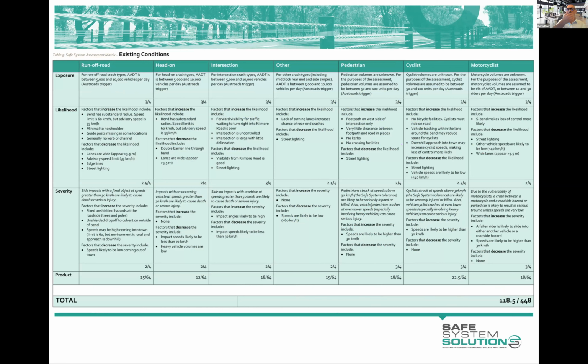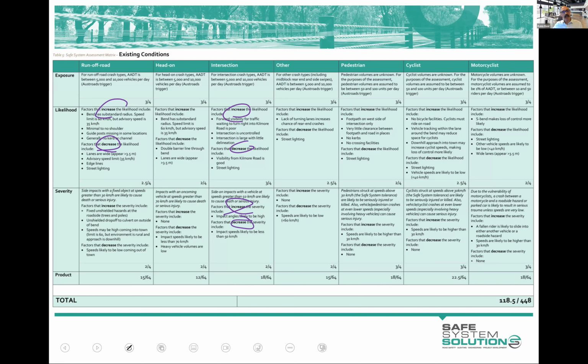This is a bit of a mock example, but you can see that there are dot points on factors that increase the likelihood of crash and factors that decrease the likelihood of crash. So you're popping in lots of thoughts there. Increase, decrease. You do the same for severity, increase, decrease, and you get your scores. Now, I want you to spend time on the existing conditions one. Make sure you get it right. Make sure you put all your factors in, because you'll be using this as a base for assessing the designs.